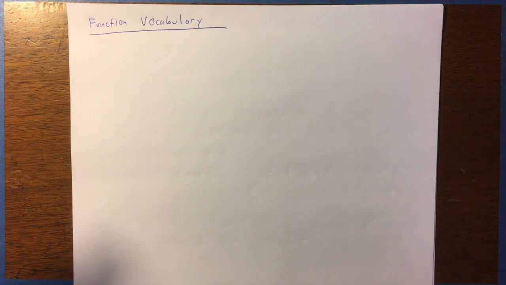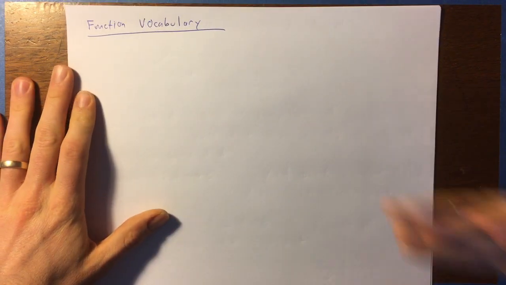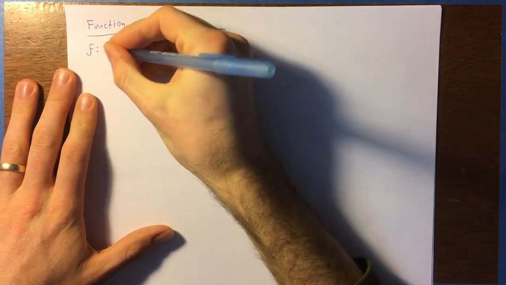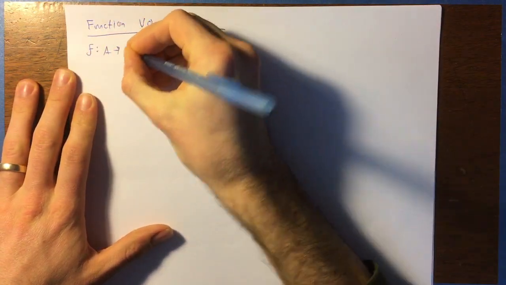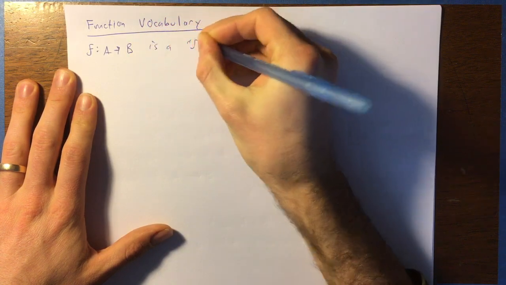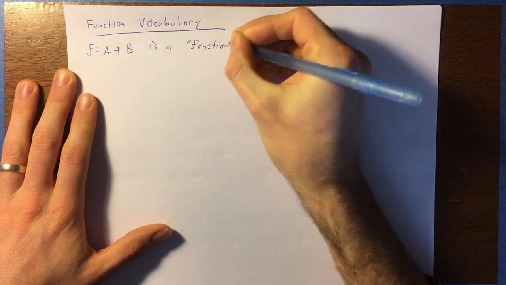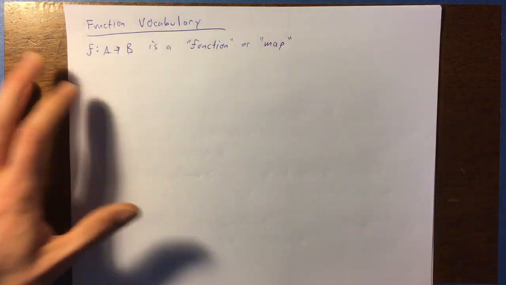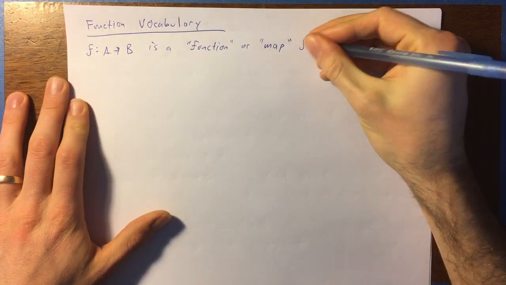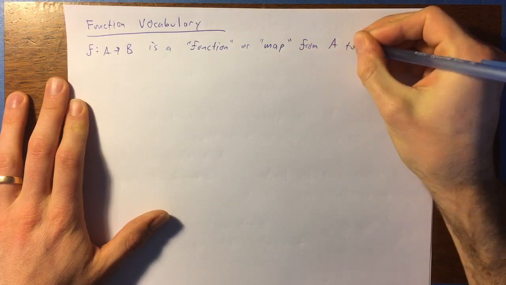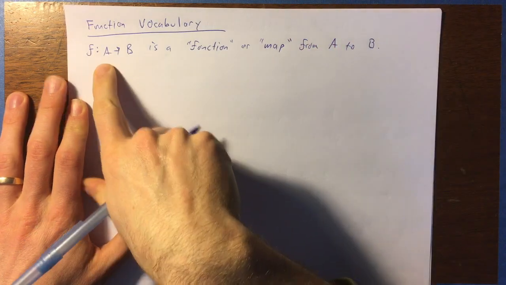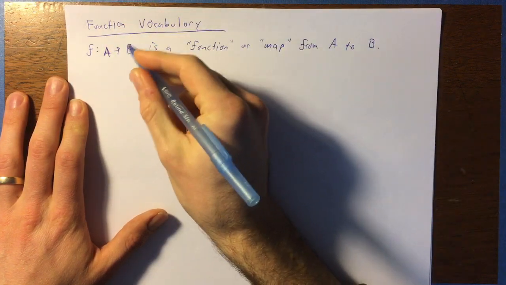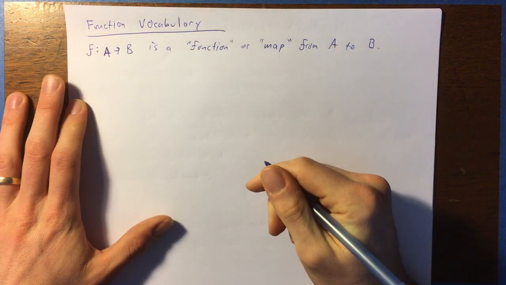All right, we're going to learn a bunch of vocabulary to allow us to talk about functions. So first of all, when you write f from A to B, we can say that is a function, or you could also say it is a map. Those basically mean the same thing. And we go from A to B. So we kind of have a source of elements, A, a source for inputs, and then we have a space in which the outputs are coming from as well.